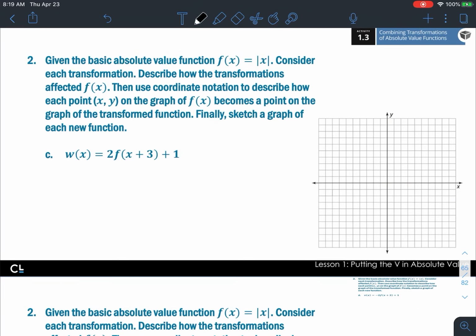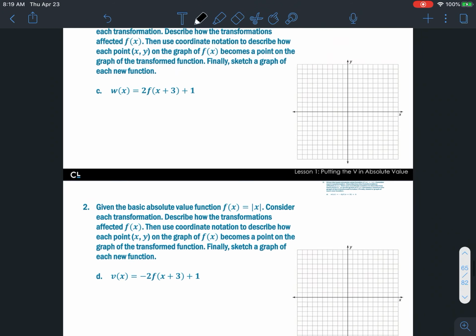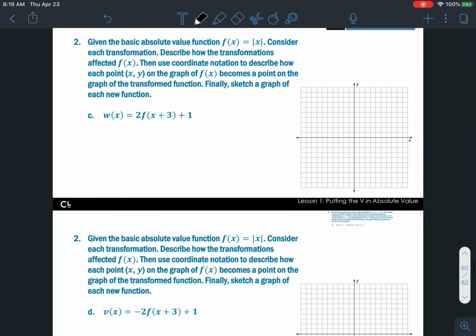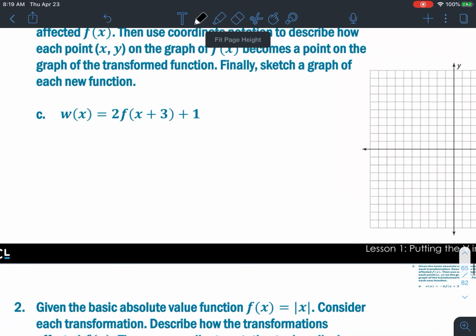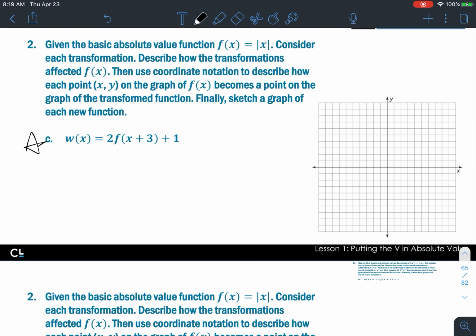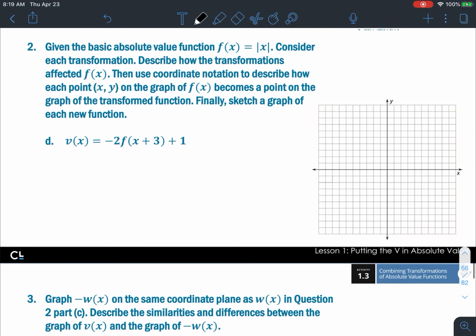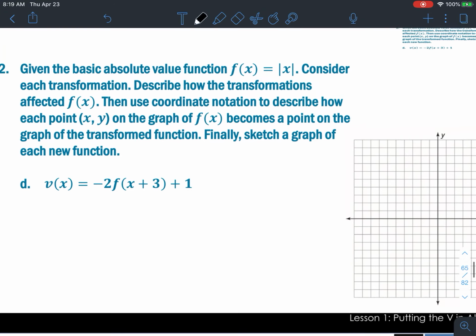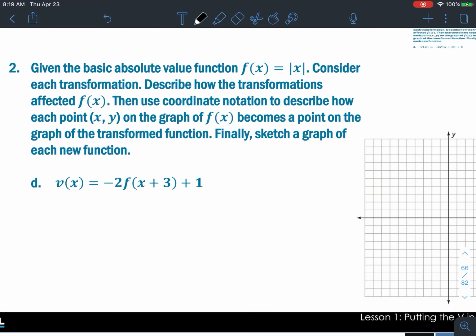Next is this one. Actually, I want you guys to do 2C on your own, so when we're done, you come back and do 2C. I'm going to do 2D for you guys, and then 2C, you do that one on your own. I want to see if you guys can do that one by yourself. So we look at this one as -2 f of x plus 3 plus 1.